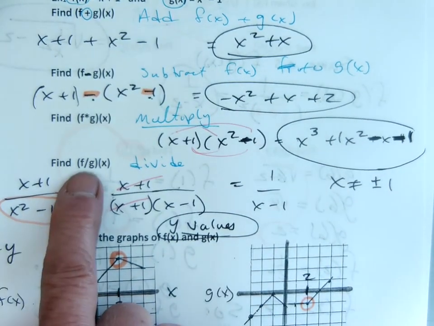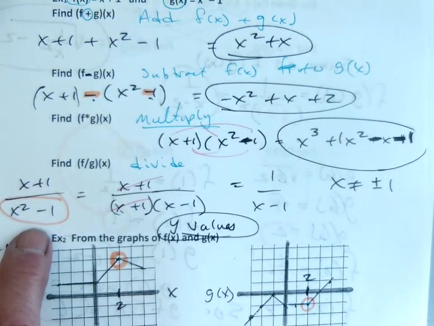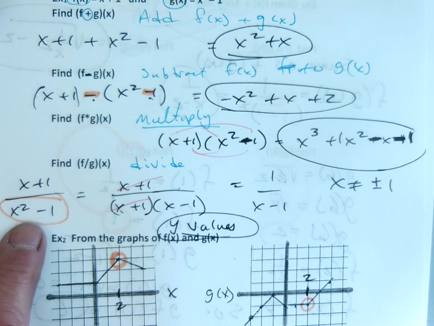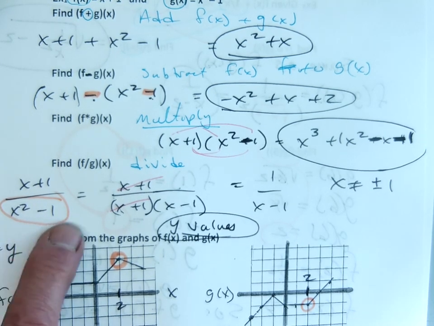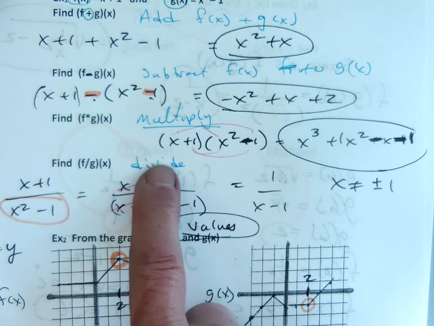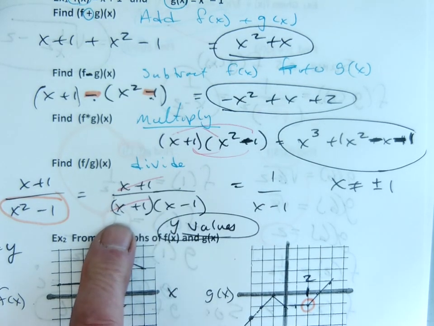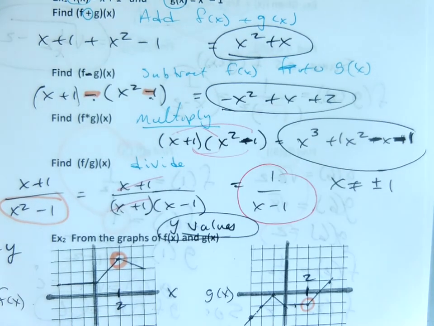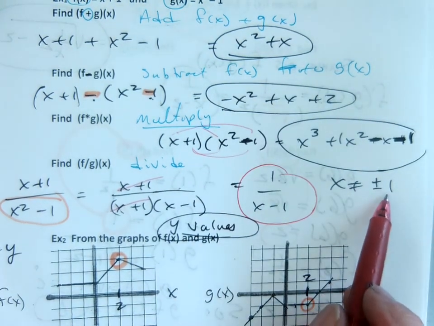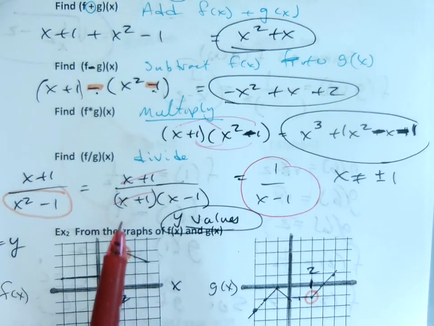This is divide f of x by g of x. So I took f of x divided by g of x, but what I noticed on this one is I can simplify this more. So I factored it, x plus 1, x minus 1. X plus 1's cancel, I'm left with 1 over x minus 1, okay? I did put my little exceptions here where x cannot equal plus or minus 1.